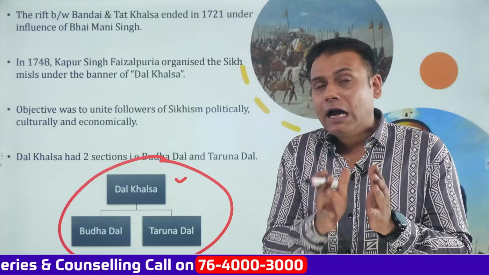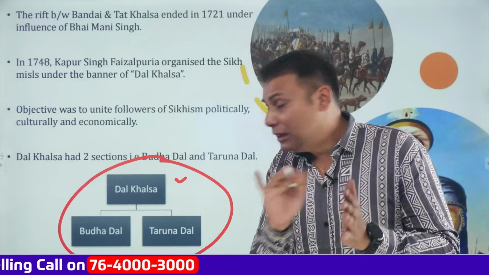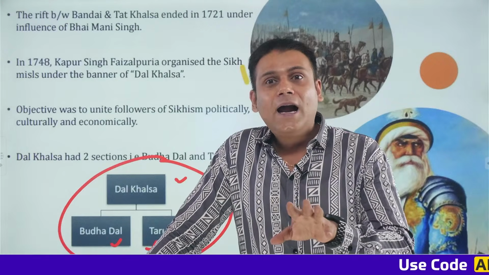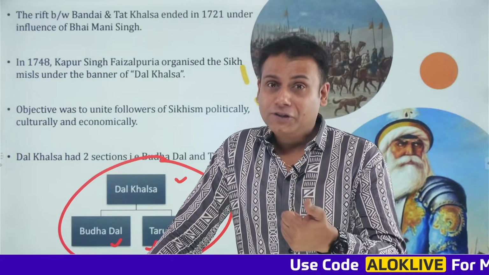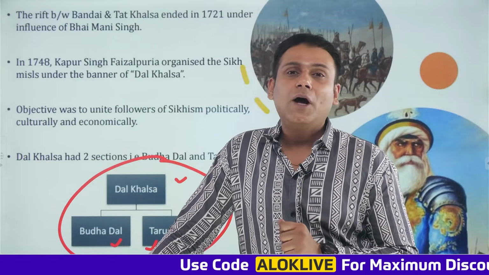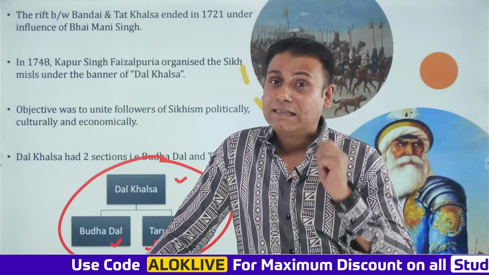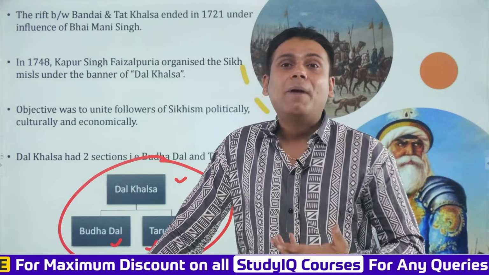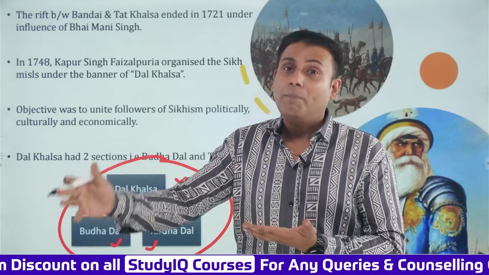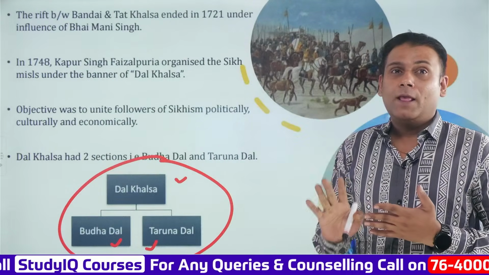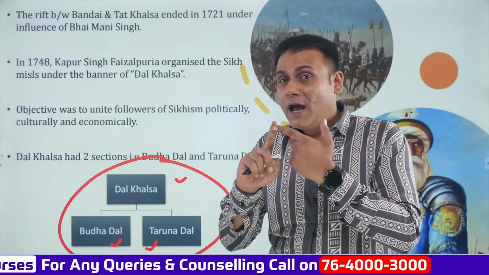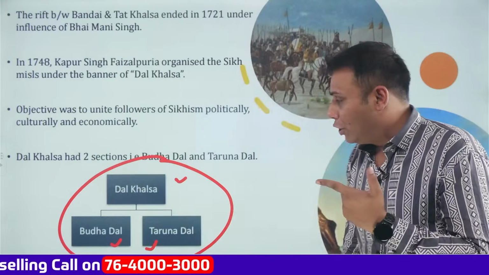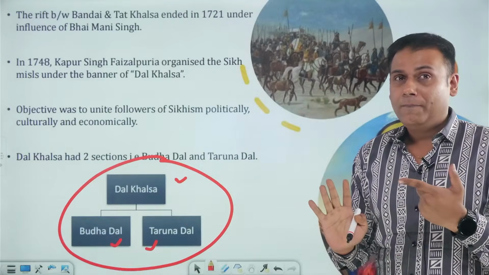And the Dal Khalsa was divided into two parts, Boodha Dal and Tarun Dal. Boodha Dal consisted of the veteran members. On the other hand, Tarun Dal consisted of young warriors. It was the responsibility of the Boodha Dal to take the decisions of the entire Khalsa. On the other hand, the responsibility of the Tarun Dal, the young members of the Khalsa, was to execute the decisions taken by Boodha Dal. Okay. So Kapoor Singh Faisalpuria started Dal Khalsa in 1748, which was further divided into two parts, Boodha Dal and Tarun Dal. Now what happened?